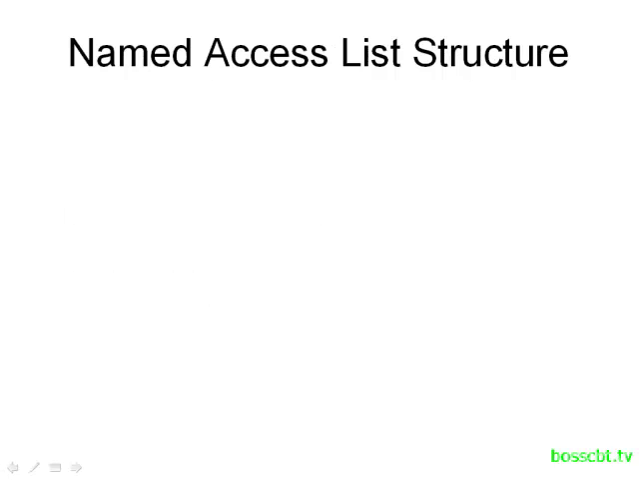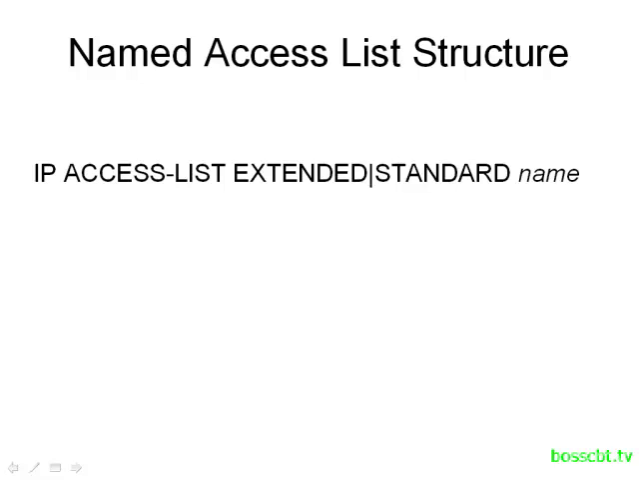Now, the structure of the named access list is a little bit different than what we've talked about so far. When you configure one, you start off by using the command IP access list. So right off the bat, it's a little bit different. We used to start an extended or standard just by saying access list. Well, now it's IP access list. Right after that, instead of putting a number there, we're just going to tell the router this is either an extended or it's a standard access list.